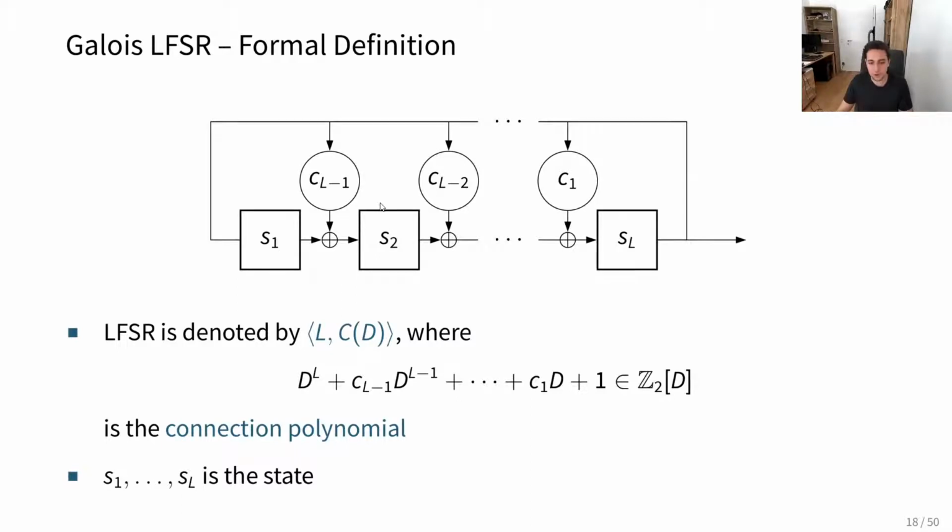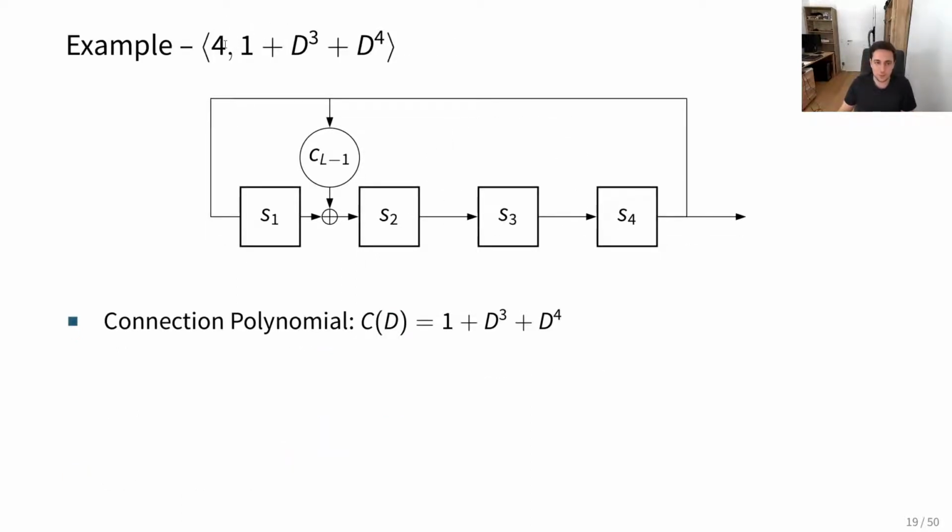And now, in order to be more concrete, we can, for example, say L equals 4, so we have 4 state bits here, and we can say that this is 1, and so this means essentially that we are at the third position, so we set the third constant to 1, so we have 1 times d to the power of 3, and here in front we essentially have 0 times d to the power of 1 plus 0 times d to the power of 2. Okay, so that's essentially the conversion from this connection polynomial to this Galois LFSR.